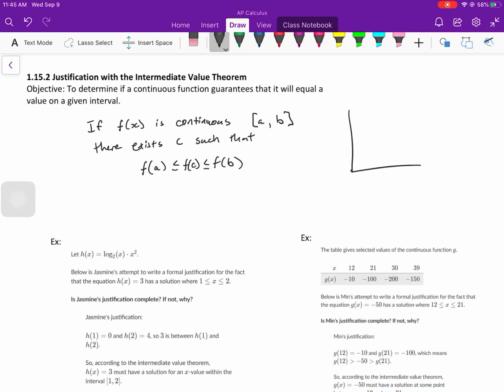So what does this mean? If you look at a graph, let's just say this is a, this is b. This just guarantees the existence of some value f of c somewhere in there.